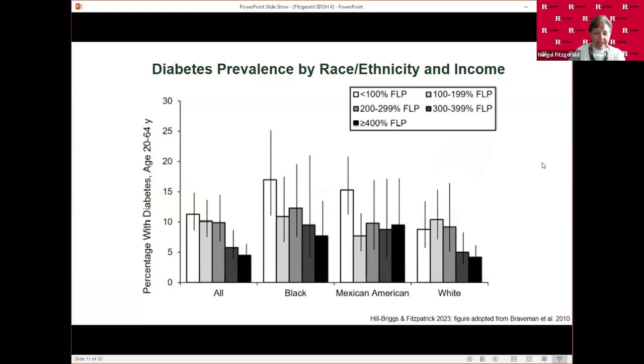You might be thinking, so I took this chart from Hill, Briggs and Fitzpatrick's wonderful paper. They looked at the racial, ethnic influence in terms of diabetes, and racial ethnic differences, disparities, and discrimination and racism issues. And they presented this with permission from the Braveman paper.